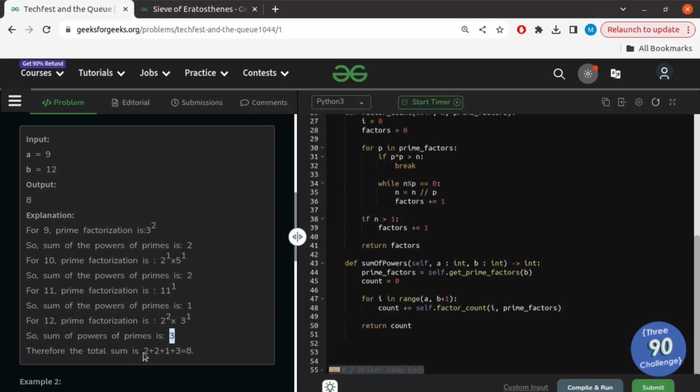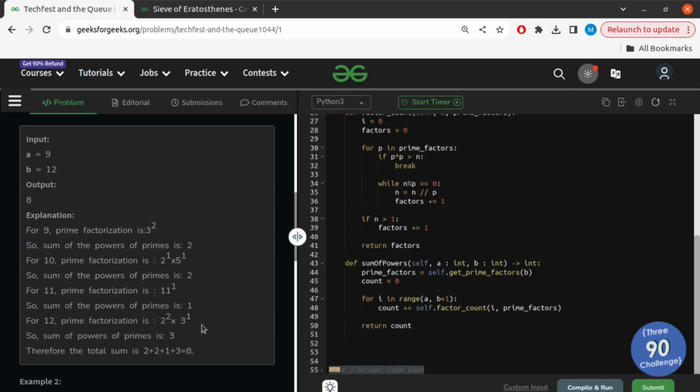And our answer is basically the total sum, which equals 2 plus 2 plus 1 plus 3, right? So that equals 8. Okay, so that's about the problem statement, folks. Now let us look at the solution for this problem.